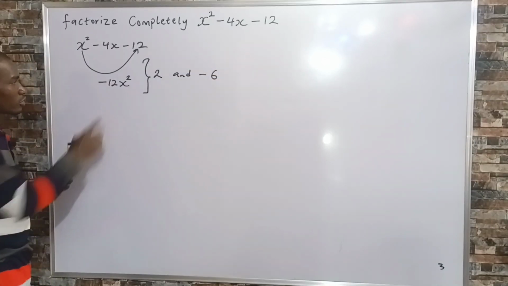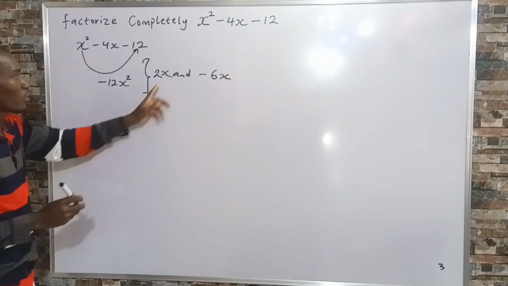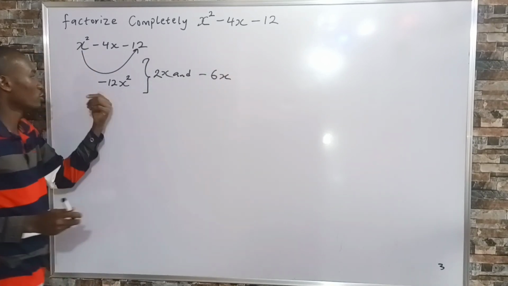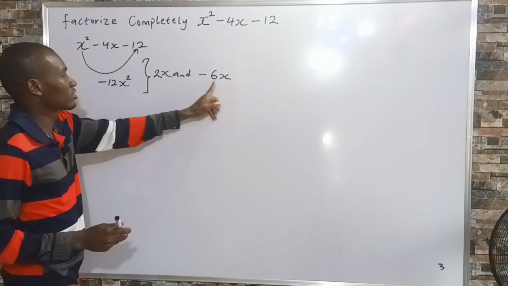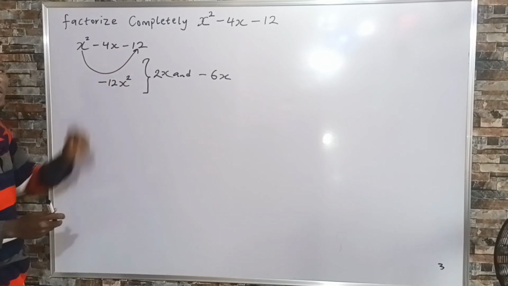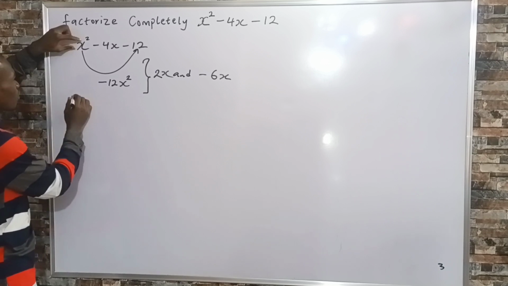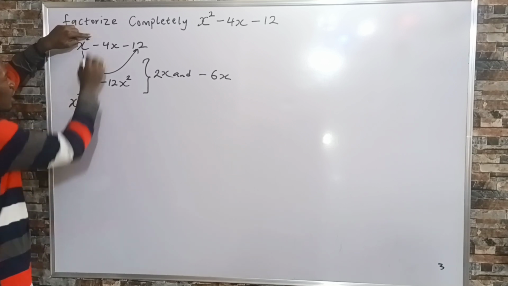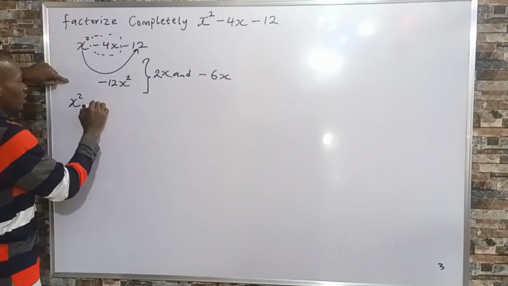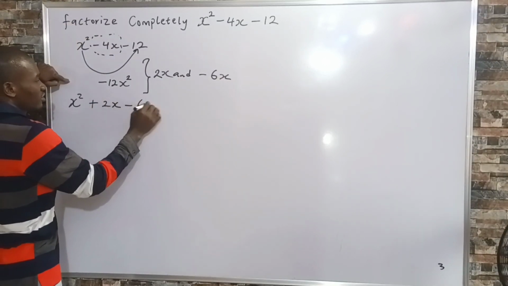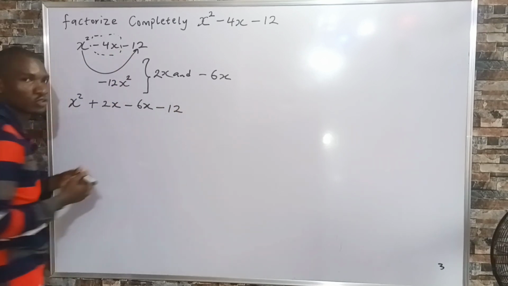Okay? And I'm going to attach x to it, because I know that 2x multiplied by negative 6x is going to give us negative 12x squared, and 2x plus negative 6x is going to give us negative 4x. Therefore, these two factors will satisfy this. Then going further, I will take this x squared here, I will ignore this, and then put in the two factors, which are plus 2x and minus 6x. Very simple. Then I will take the last constant, which is negative 12.